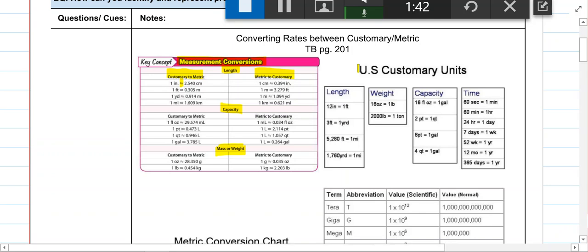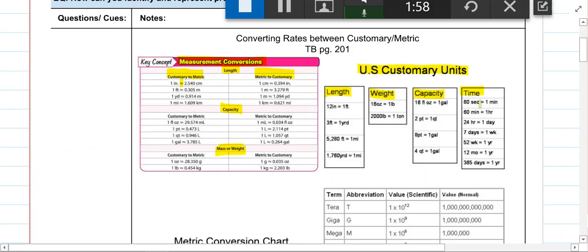Let's move over to this US customary units. This is only the customary ones. You have length, weight, capacity, and now we also have time. Time is in every country, of course. When you work with time, use this chart right here.